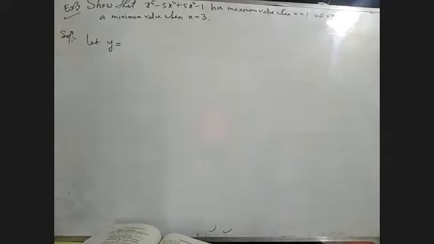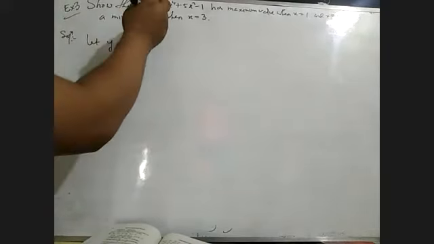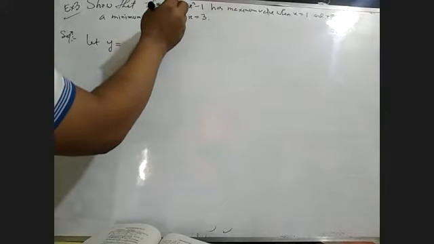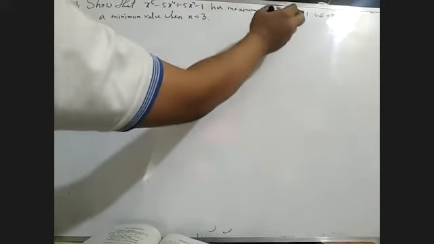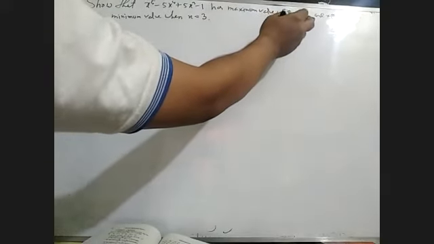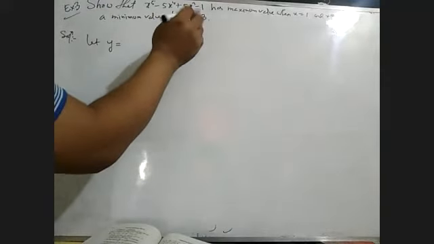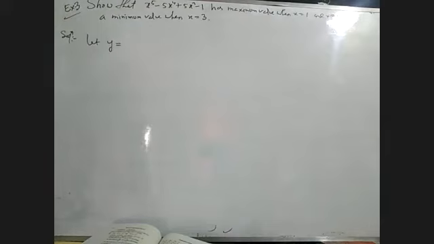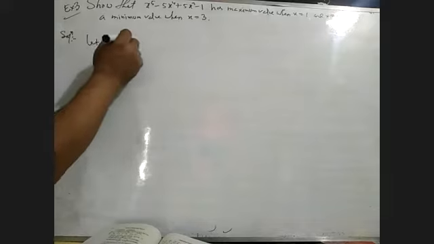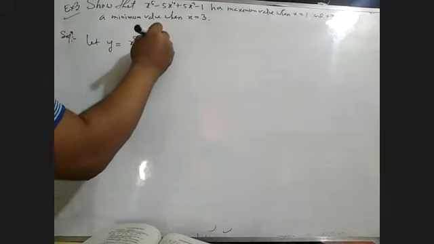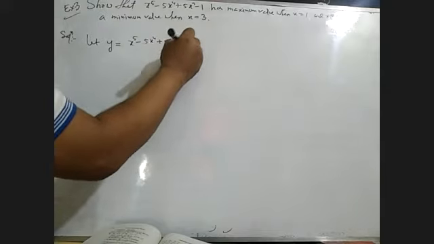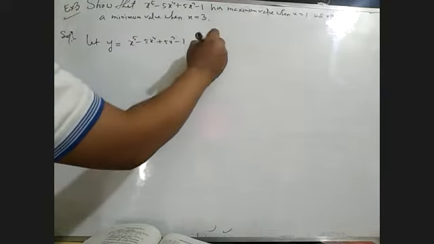Now another example, example 3. Show that x to the power 5 minus 5x to the power 4 plus 5x cube minus 1 has the maximum value when x equals to 1 and x equals to 0, and a minimum value when x equals to 3. That means we have to show this result. So let y equal x to the power 5 minus 5x to the power 4 plus 5x cube minus 1. This is equation number 1.